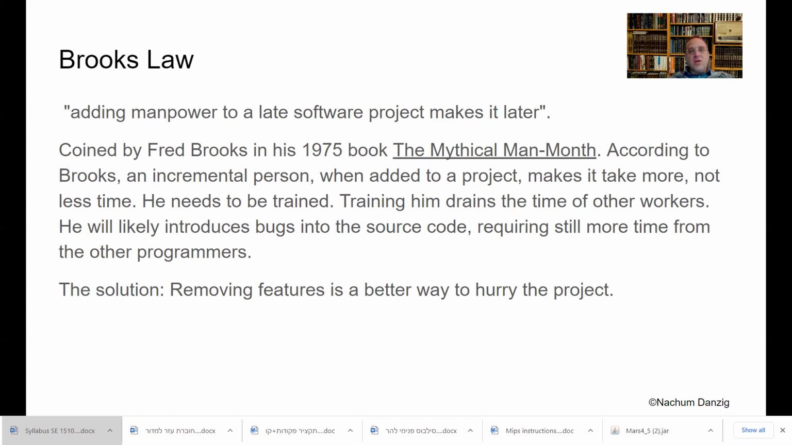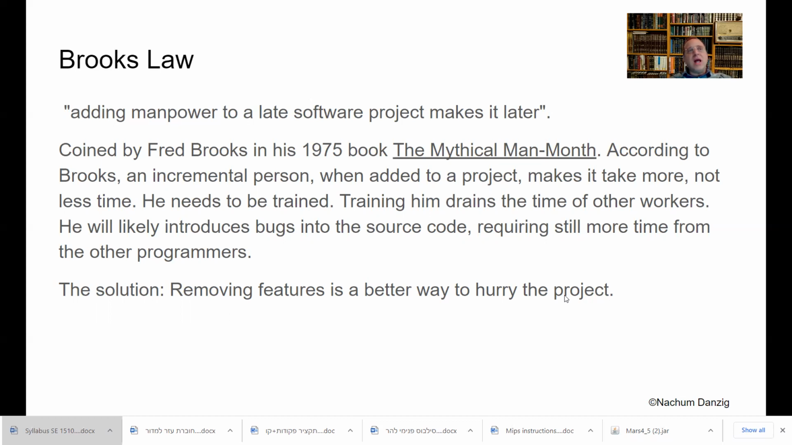So according to Brooks, an incremental person, when added to a project, makes it take more, not less time. Why? He needs to be trained. Training him drains the time of the other workers. He will likely introduce bugs into the code, which will require more time from other programmers to come and fix his bugs. They didn't even understand why they were bugs. You hire this new person, now you've got to train him. The good workers are wasting their time training him and fixing all the mistakes that he made. So what's the solution? Removing features is a better way to hurry the project along.